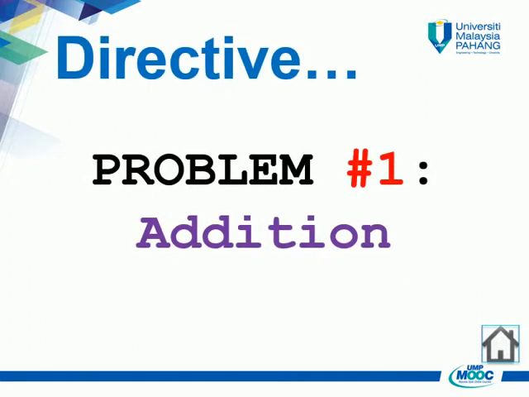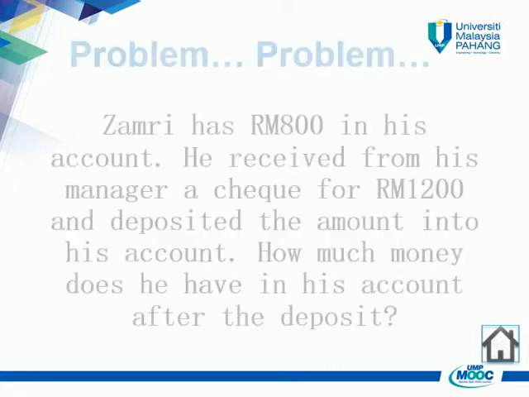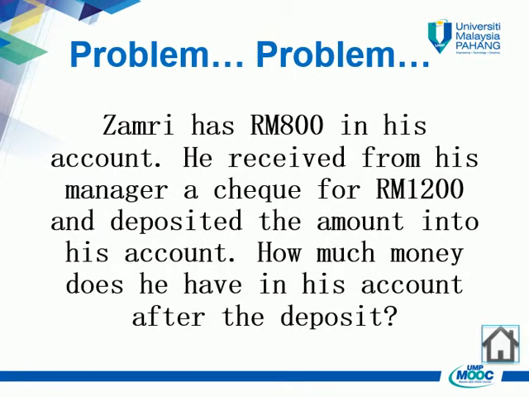For a directive type of question, we will solve the problem of addition. Here comes the first problem. Firstly, just simply read every single word of the question. Zamri has RM800 in his account. He received from his manager a check for RM1200 and deposited the amount into his account. How much money does he have in his account after the deposit? Now, reread the question again, but this time, try to understand what the problem really is.